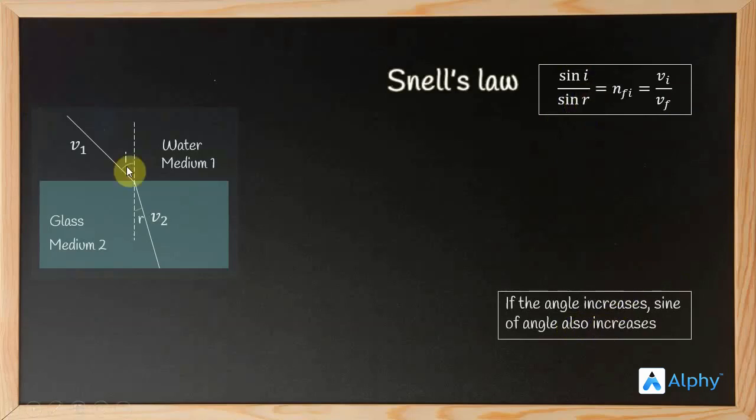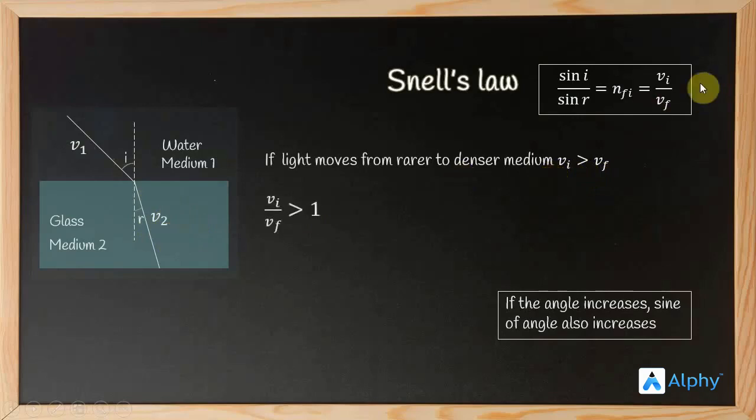Okay, so now let's imagine a ray coming from a rarer medium into a denser medium. So you know that light is moving faster in this medium, and slower in this medium because this is denser. So as it enters, we can say V final would be less than V initial.